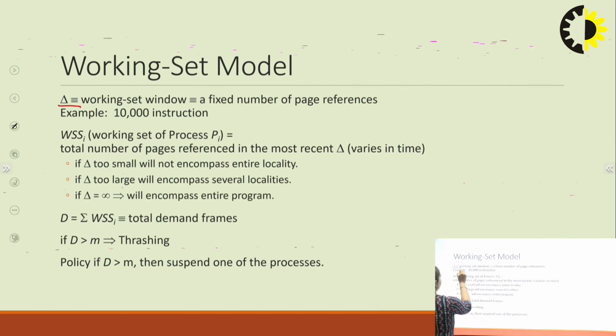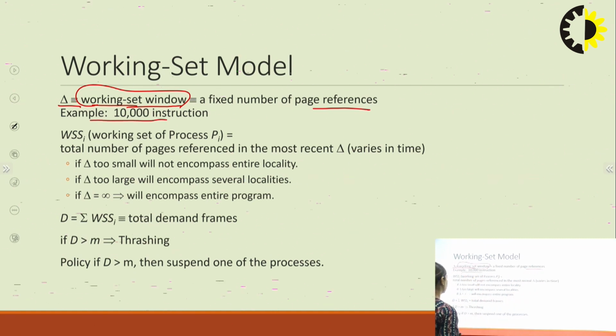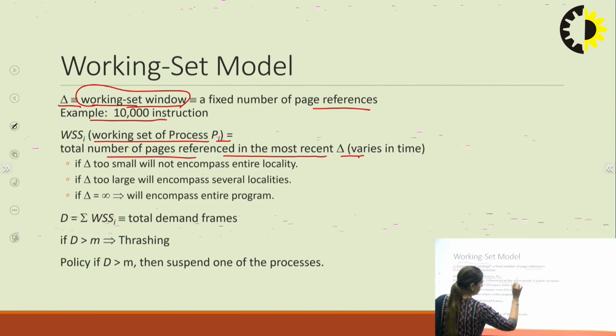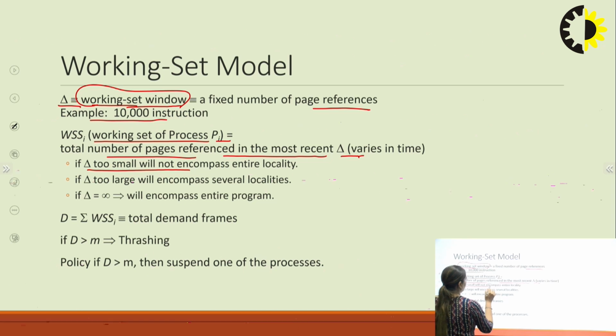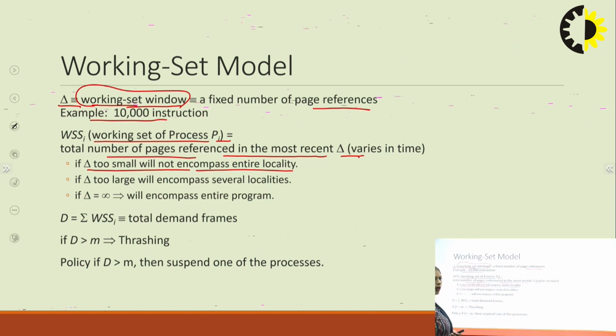This symbol is called the working set window, a fixed number of page references, for example 10,000 instructions. The working set of process Pi is the total number of pages referenced in the most recent delta, right? If delta is too small, it will not encompass the entire locality, and if it is too large, it will have several localities at a time, and if it is infinite, it will encompass the entire program.